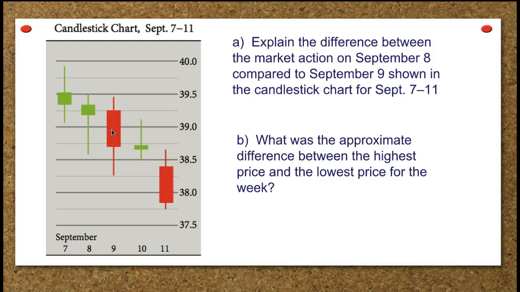Let's look at B. What was the approximate difference between the highest price and the lowest price for the week? Well, the highest price will be on a green candle, and the highest price is going to be around here, just above 39.5. We'll just call that 39.5. And our lowest price will have to be on a red candle, because our close would be at the bottom. So that would be down here, somewhere between 37.5 and 38. So maybe we'll call this 37.8. If that's the case, then the difference between 39.5 and 37.8 would be the difference between the highest and the lowest price for the week.